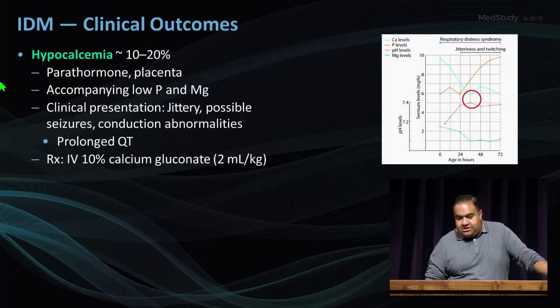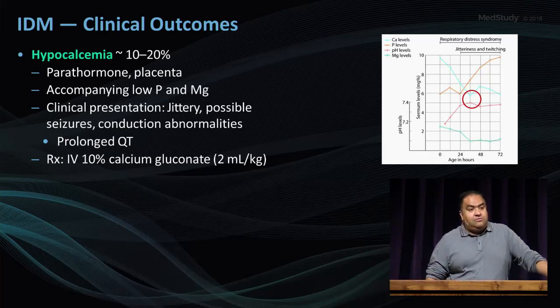Hypocalcemia is one of the other complications. Parathormone is low, and it's usually accompanied by low phosphorus and magnesium. Usually the infants are very jittery. They can have prolonged QT and conduction abnormalities, so give IV calcium gluconate. When you give IV calcium gluconate, do it slowly, because you don't want it to extravasate into the tissue. It'll cause a massive burn. You want to give the right amount very, very slowly so that it infuses properly.